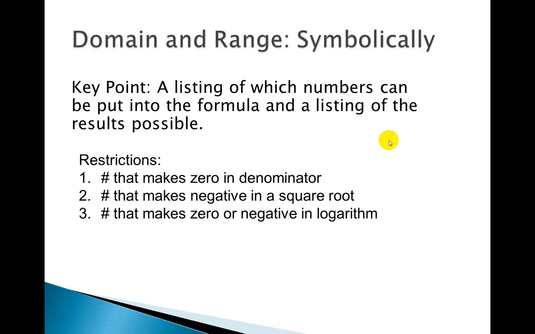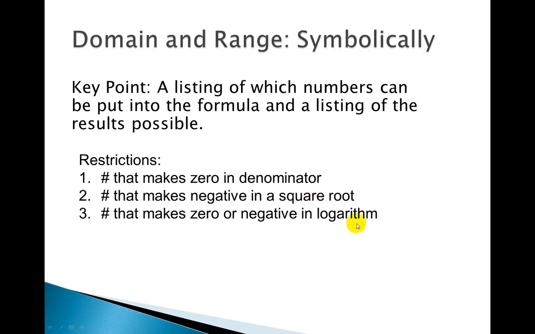But now when we're doing formulas, for domains, I start off very optimistically, thinking I can put in every number except for the restrictions, and we're playing with 3 restrictions. The first restriction is the number that makes 0 in the denominator. Can't put a number in there that makes 0. It's nothing I've got against plugging in 0. It's a number that makes 0. And then also numbers that make negatives inside square roots we can't have, so we've got to throw those out.